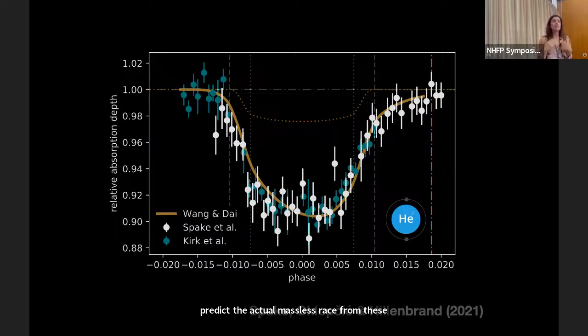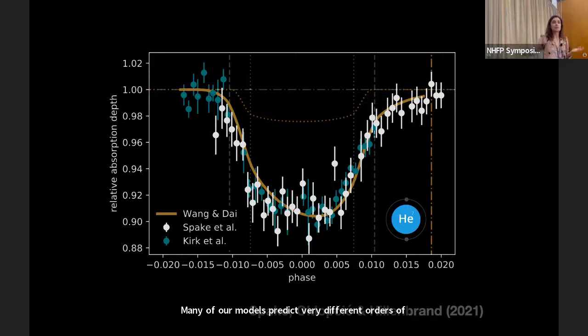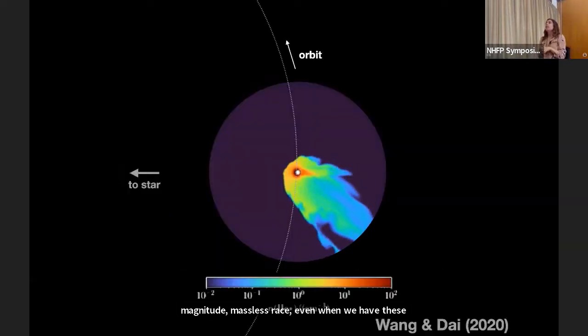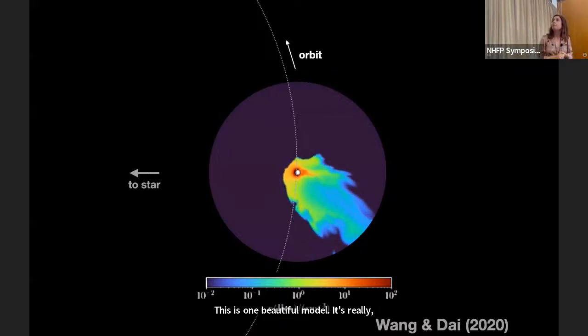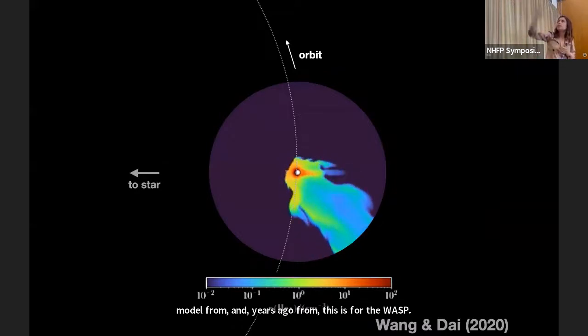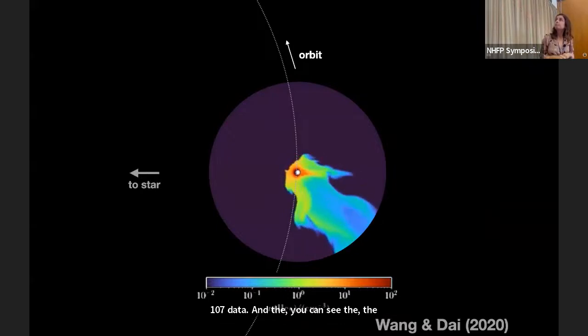Many of our models predict very different orders of magnitude mass loss rates, even when we have these observations of helium. This is one beautiful model, a 3D numerical model from Wang and Dai a few years ago. This is for the WASP-107 data. And you can see the density of the helium in the colored plots here.